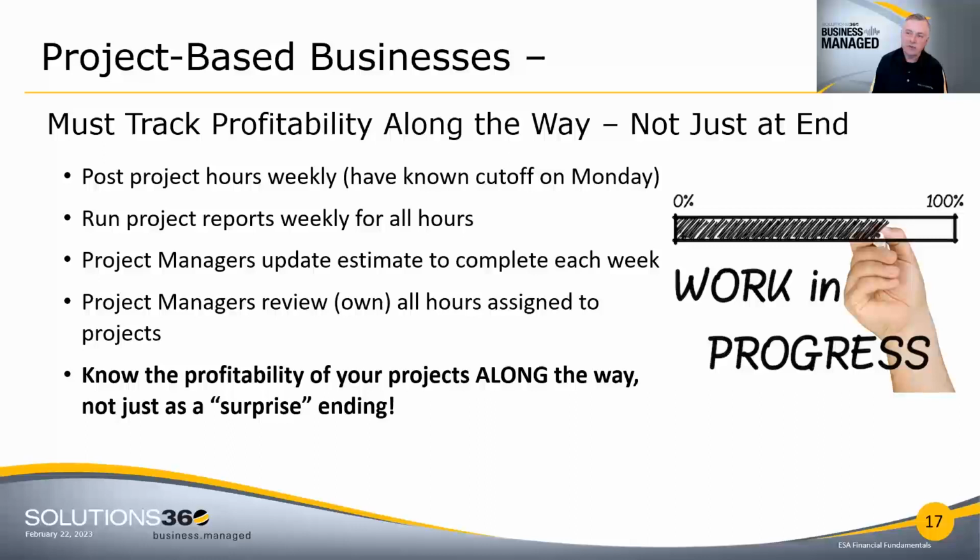We should run project reports so that every week when you have your job performance meeting, you're looking at actual hours expended against that project so you know where you are. Project managers should update the estimate to complete. I'm going to talk about that in the next slide more. And project managers have to review or own all the hours. If you have random people charging hours to the project, how in the world can you hold your project managers accountable for the profitability or the performance of the project? And so you have to know the profitability of your projects along the way. Not a surprise ending. If you don't know this, you will never get control of your project costs.